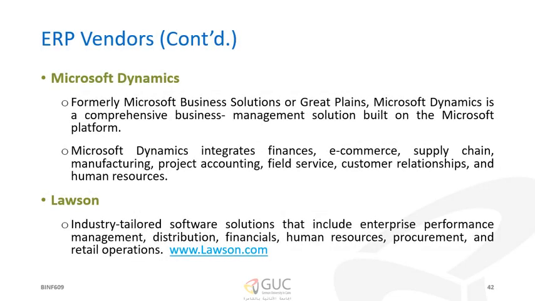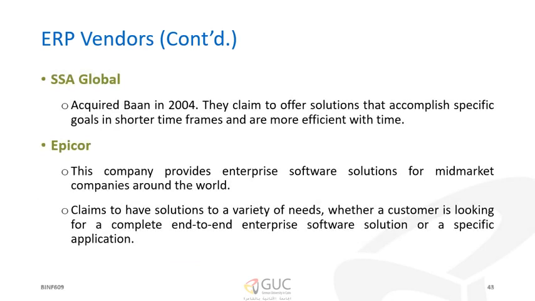Microsoft Dynamics is a comprehensive business management solution built on the Microsoft platform. Lawson is an industry-tailored software solution that includes enterprise performance management, distribution, financials, human resources, procurement, and retail operations. SSA Global offers solutions that accomplish specific goals in short time frames, and they are very efficient with time.